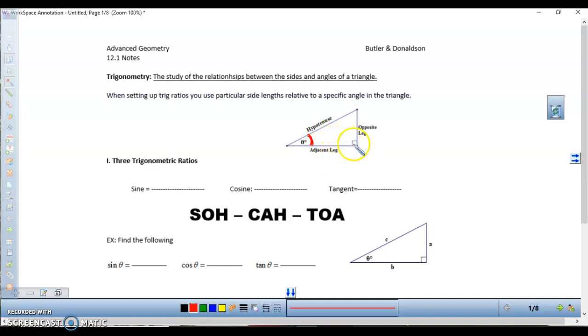Now, the first one and the obvious one is the hypotenuse. And in a right triangle, the hypotenuse is always across from the right angle. So this will never change. It doesn't matter if you're dealing with this acute angle or this acute angle. This will always be the hypotenuse.